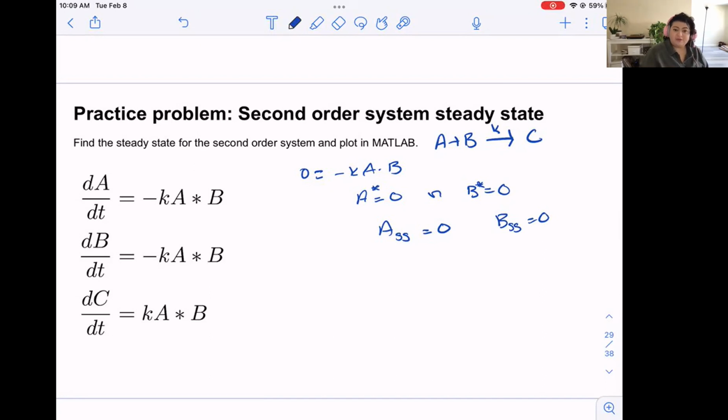Okay, and that's how we would solve for steady state. Same with C. If we wanted the steady state for C, we would set the derivative of C equal to 0, which is just K times A times B, the positive term, and we would solve in the same way. So A is 0 or B is 0. Whenever we have no A or no B, we have a steady state.